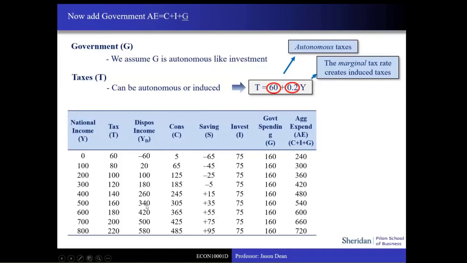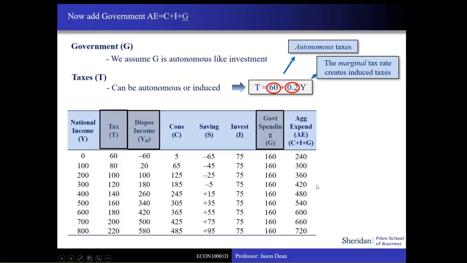Okay, and then we're going to consume out of this. So consumption here then would be 305. Let me just fill in these here. So that would be 305. And so if we have a disposable income of 340 and we consume 305, then we're saving 35. So now we have our column for investment that we had before, and then now we're adding in government spending. We're just going to assume government spending is constant at 160. So now when we add up our aggregate expenditures, we're taking our C plus I plus G, and then we get this column.